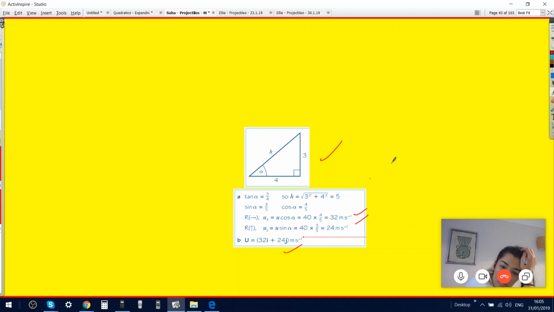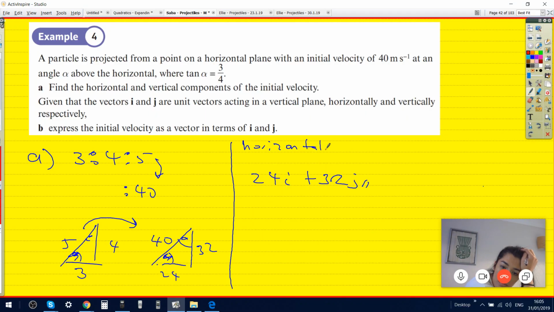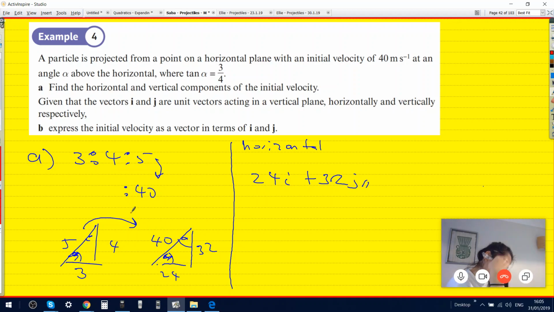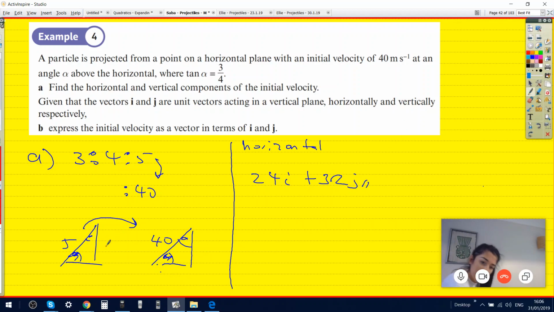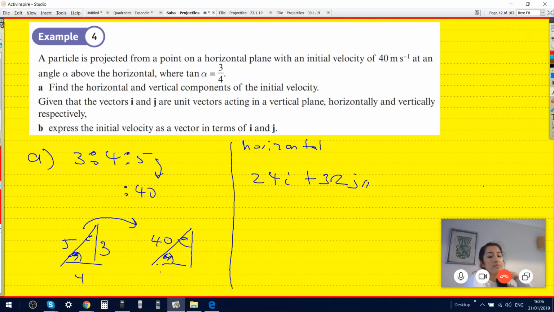Oh, 32i plus 24j. Was that my fault? Hang on. Tan is opposite over adjacent. It's because I started with the angle there, so it's just the other way around. It's opposite over adjacent. Opposite is 3, 4. Opposite would be 24 and adjacent 32.